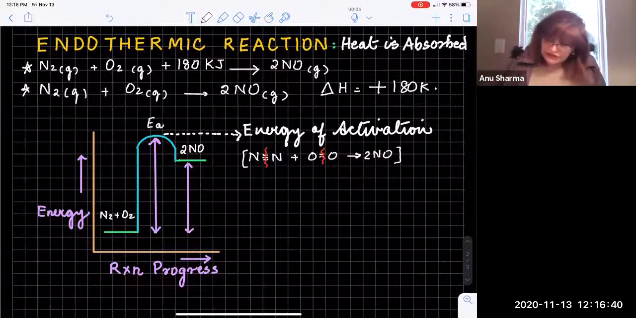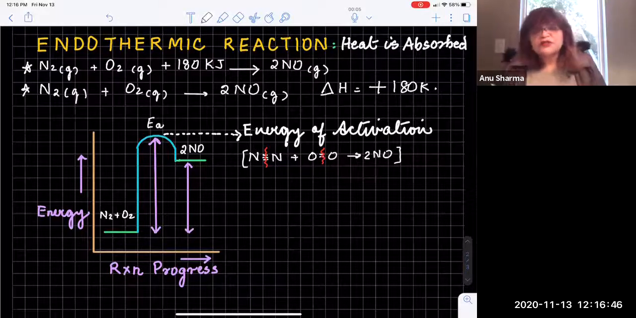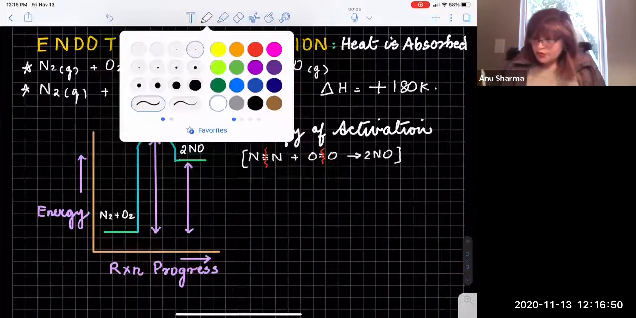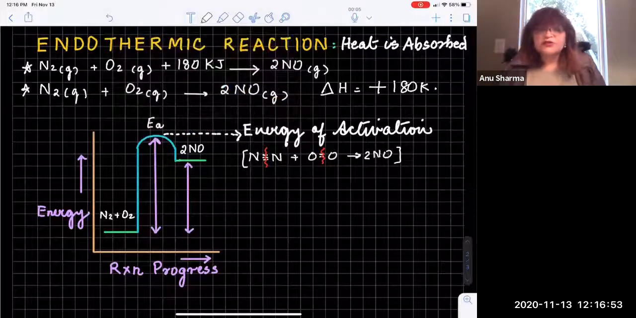Okay, so you are going to study about bond energy also, but for now, just try to understand that energy of activation is the energy that is needed to start the reaction, break the old bonds and make the new bonds. So in the endothermic reaction, a lot of energy has to be given to them. In other words, you have to continuously provide the energy to the reaction till you get the desired product.